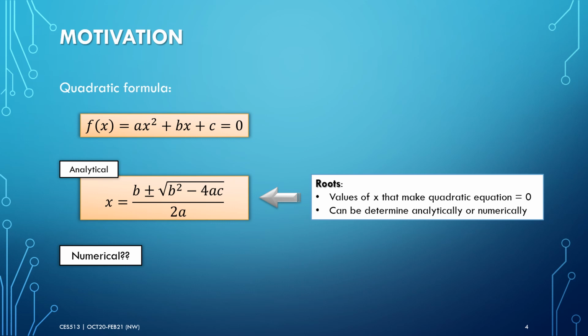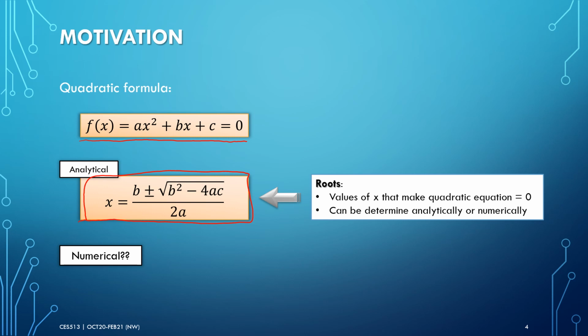Alright, we start with a motivation as the background of this topic. As you can see here, we have a quadratic formula, which is f(x) equal to ax squared plus bx plus c equal to 0. The values calculated with this equation are the roots of the function f(x). What are roots? Roots are the values of x that make the quadratic equation equal to 0. That's why sometimes the x is also called the zeros of the equation.